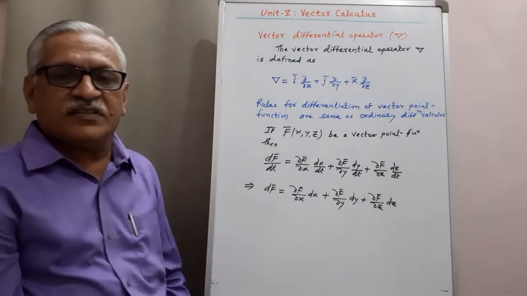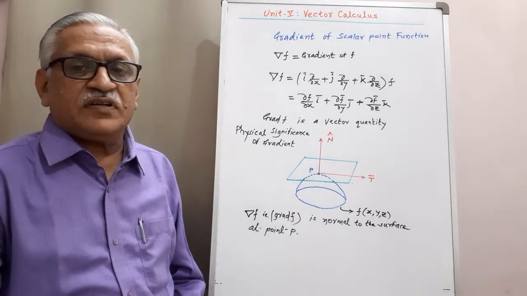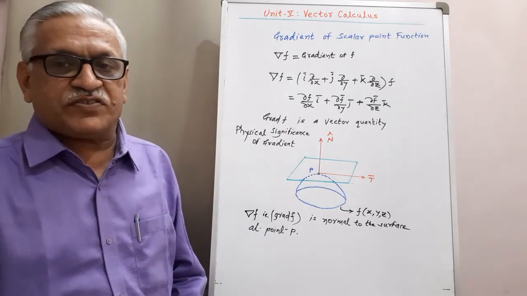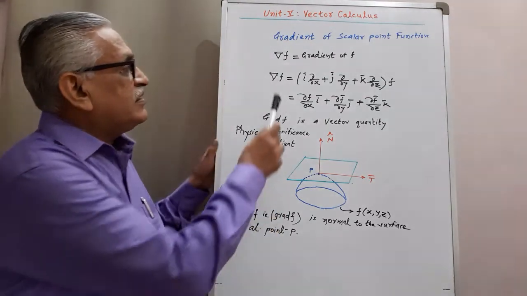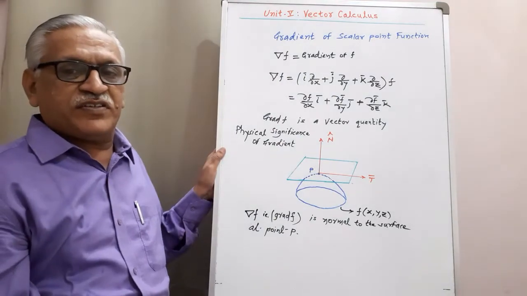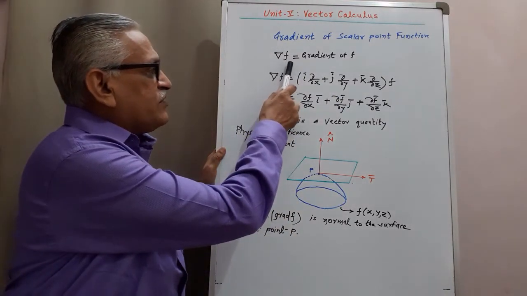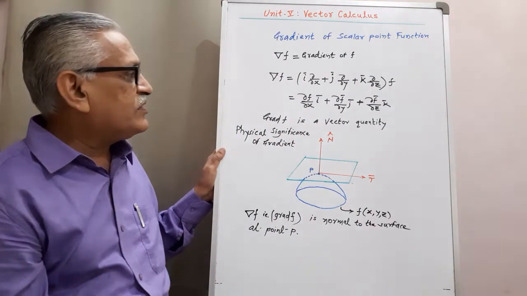Next point, gradient of scalar point function. It is defined as del operator operated on that scalar point function f. It is del f and is the gradient of that function f.